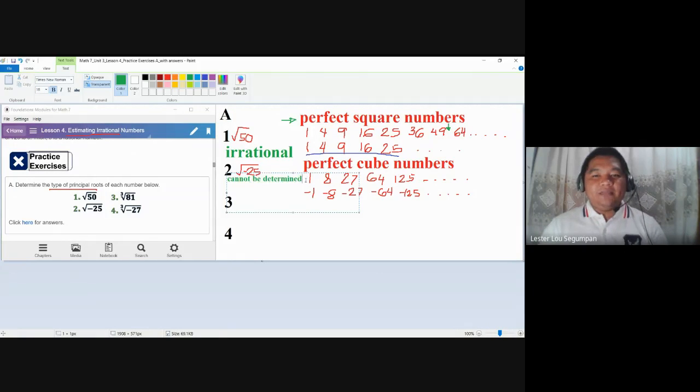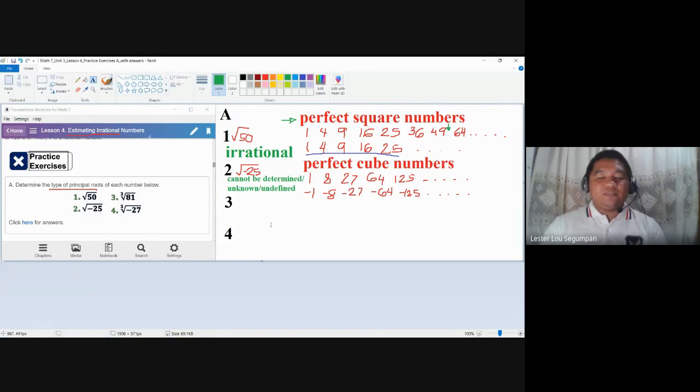Cannot be determined because again, it doesn't exist as a real number. Or you could use the term unknown, or the term we used when we discussed the quotient of any number to zero: the term undefined. That's for number 2.